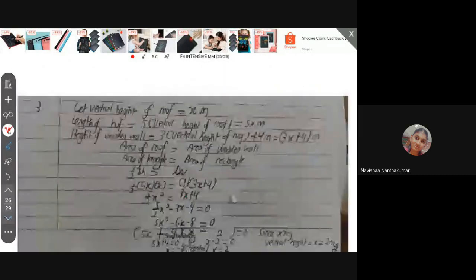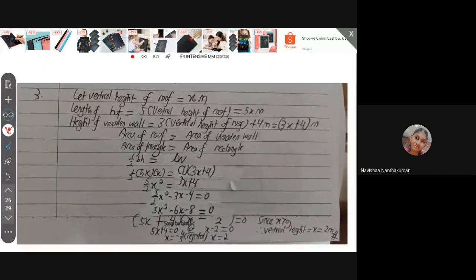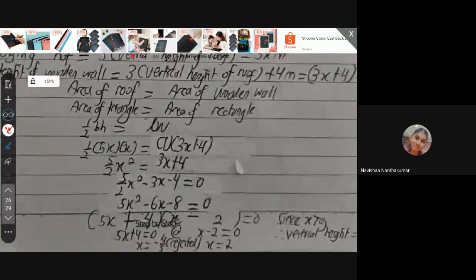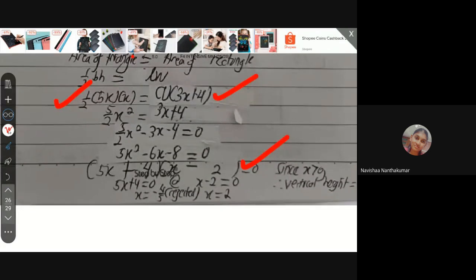Okay, so penyelesaian dia macam ni. So you can see over here. Half times 5x times x equals 1 times 3x plus 4. Dari sini kamu saja perlu buat pemfaktoran kamu. So again, x value, kalau nilai dia negatif, kena tolak guys. You need to reject it because it's length. So you accept x equals 2.